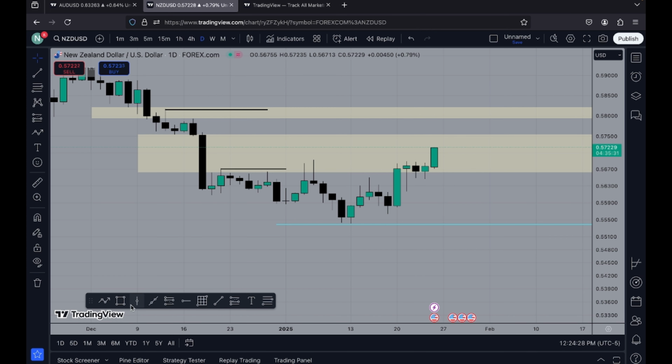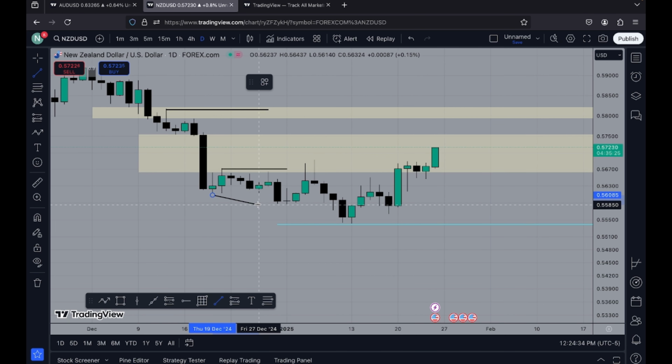Okay, another one I want to also notice. Let me note some swing, because we talked about some swings being key levels as well. So I noted this one.